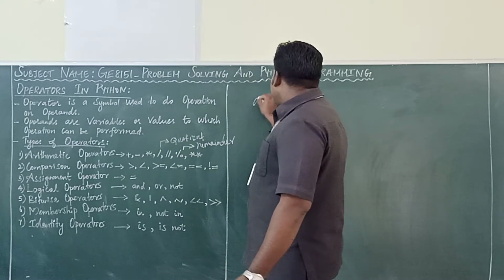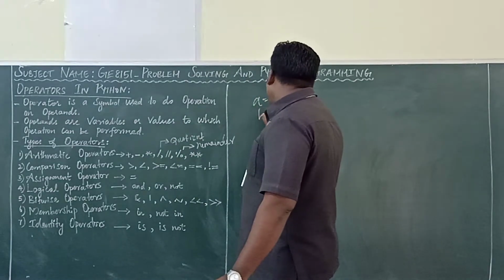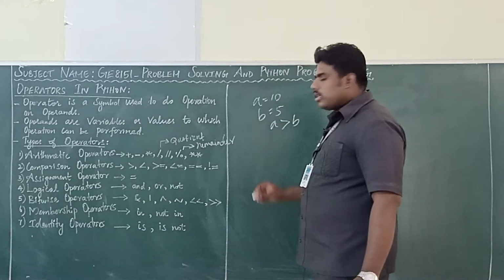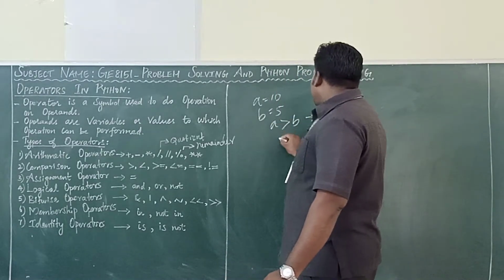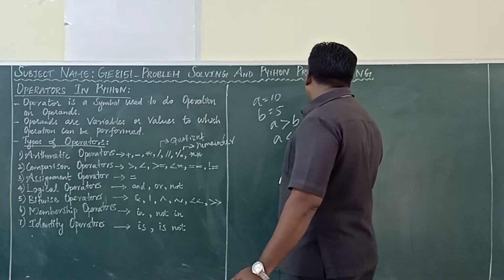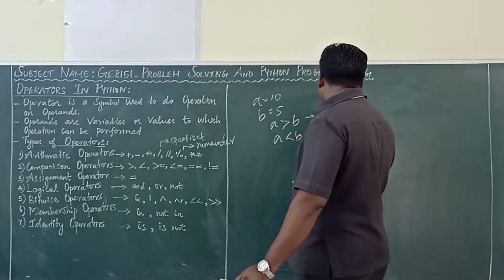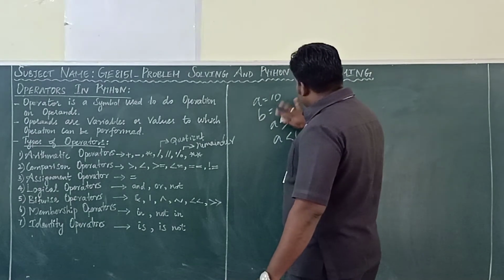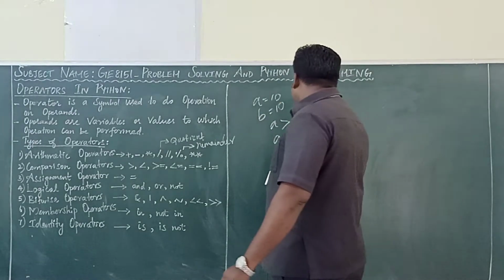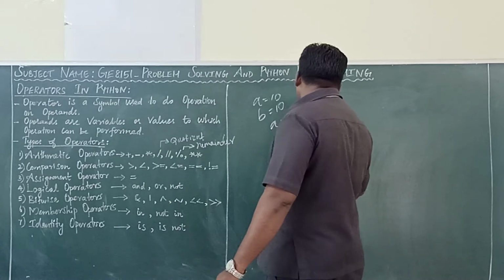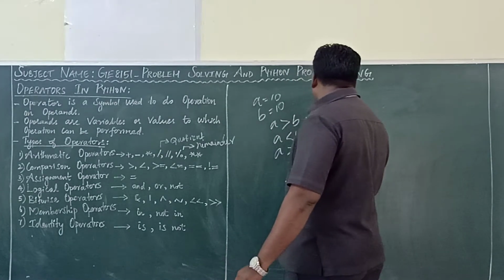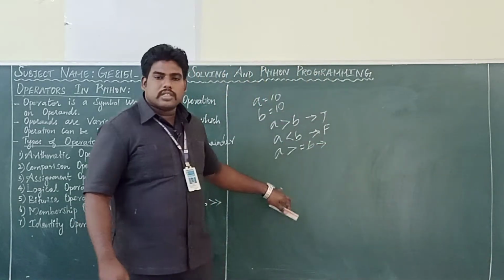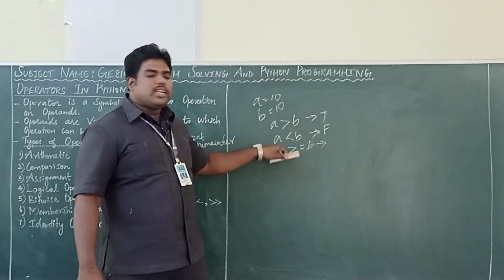For example, A equal to 10, B equal to 5. A greater than B, true or false? It is true. Then A less than B, true or false? It is false. Similarly, now B is also 10. Can I write like this? A greater than or equal to B, true or false? What's the answer? A value is also 10, B value is also 10.